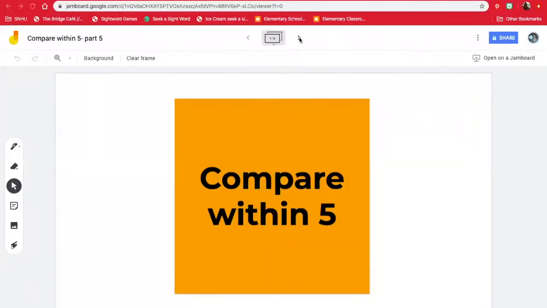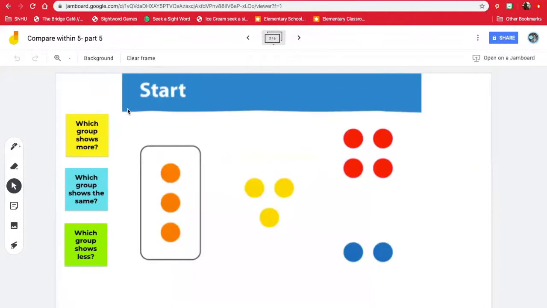Compare within 5. Let's start here. All right, we have 3 questions to answer. So, we're going to look at this card here. How many dots are on the card? 3. You're right. There are 3. So I'm going to write that number here. Now I'm going to take my yellow pen and answer this question. It says, which group shows more?